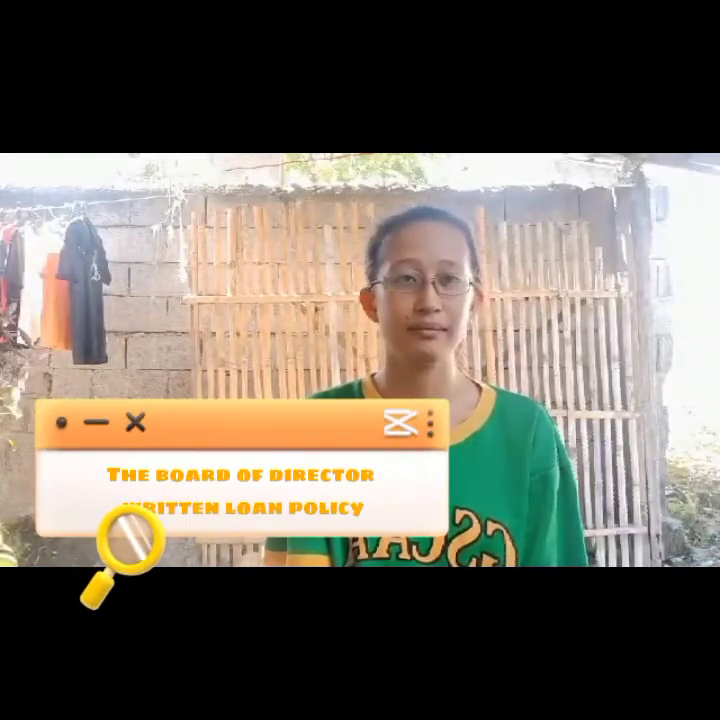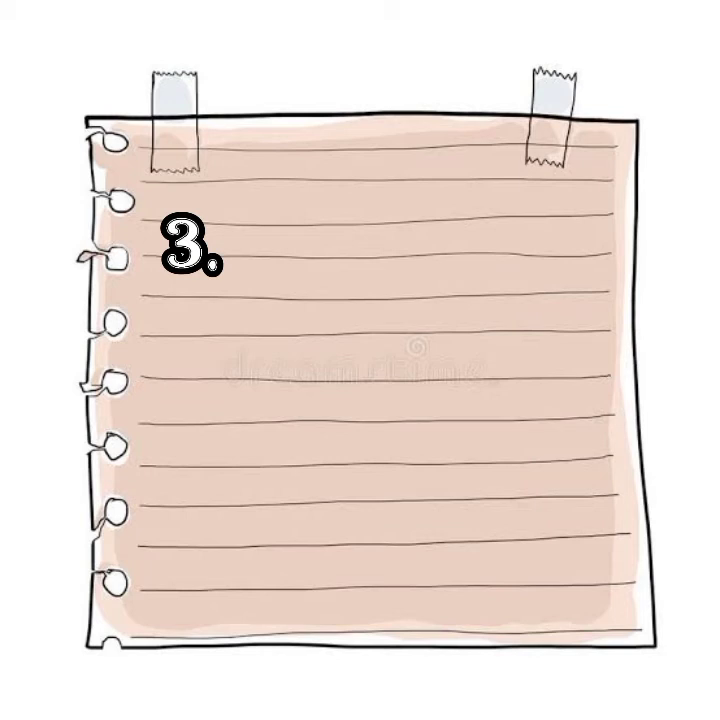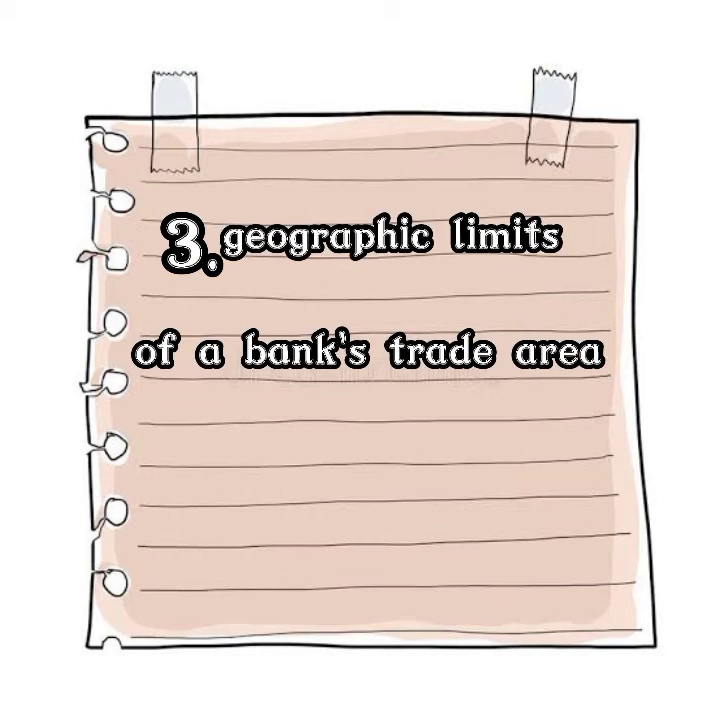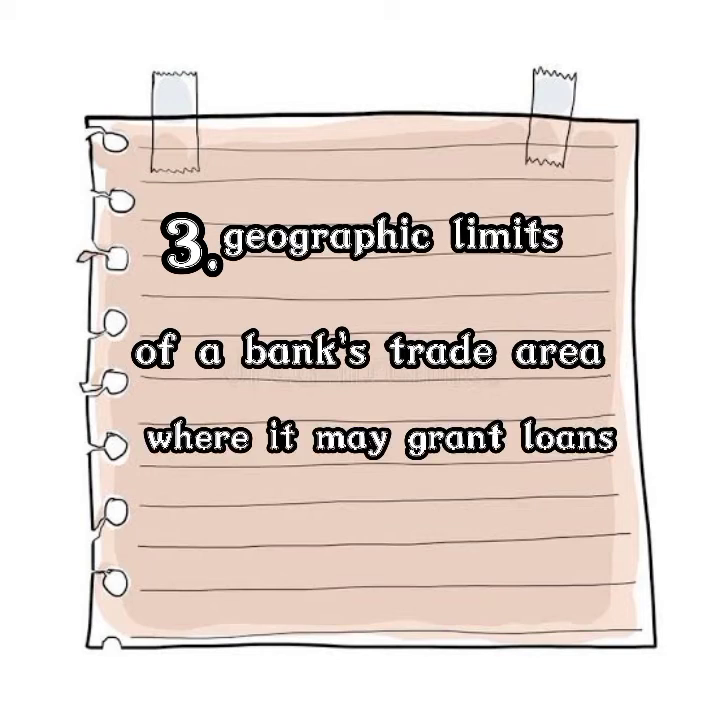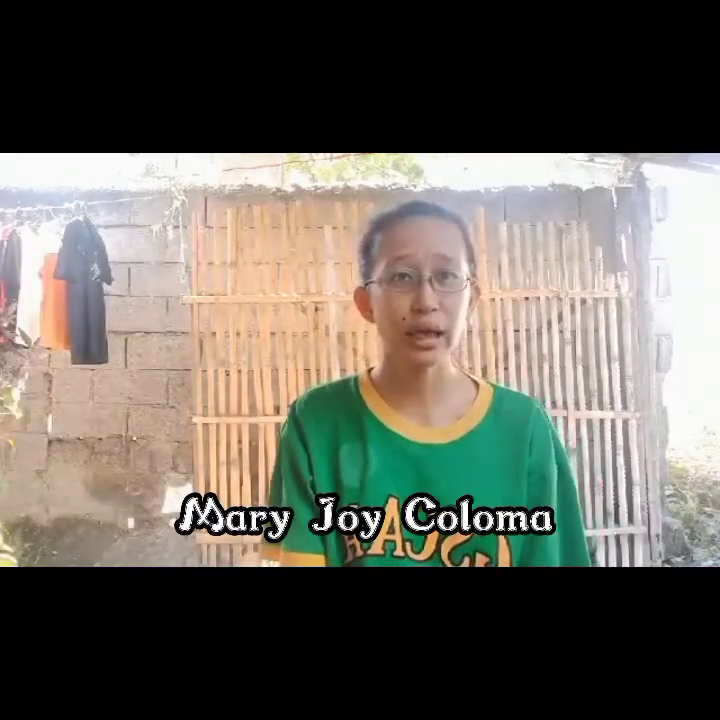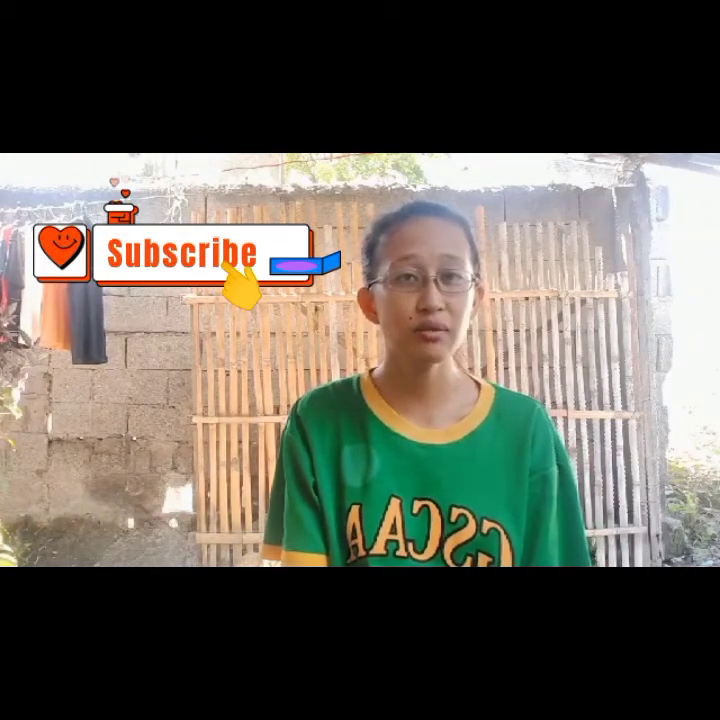So, let's proceed to the next presenter. The Board of Directors written loan policy. Number 3. Geographic limits of the bank's trade area where it may grant loans. Banks should establish overall credit limits at the level of individual borrowers and counterparties and groups of connected counterparties that aggregate in a comparable and meaningful manner different types of exposure, both in the banking and trading book and on and off the balance sheet.